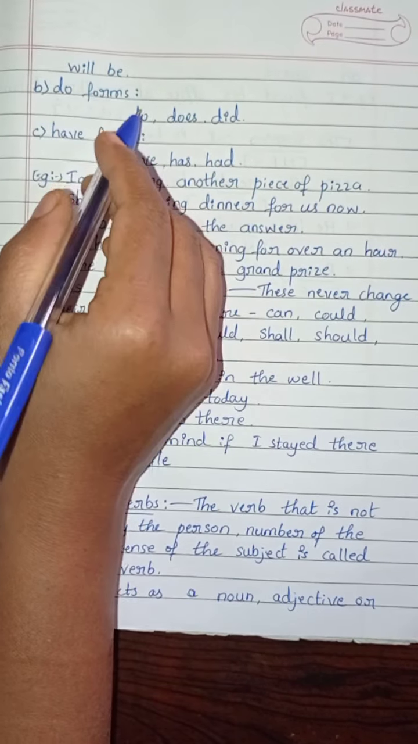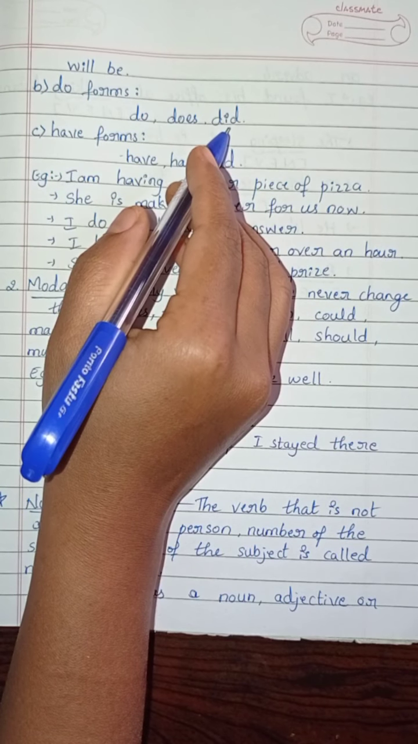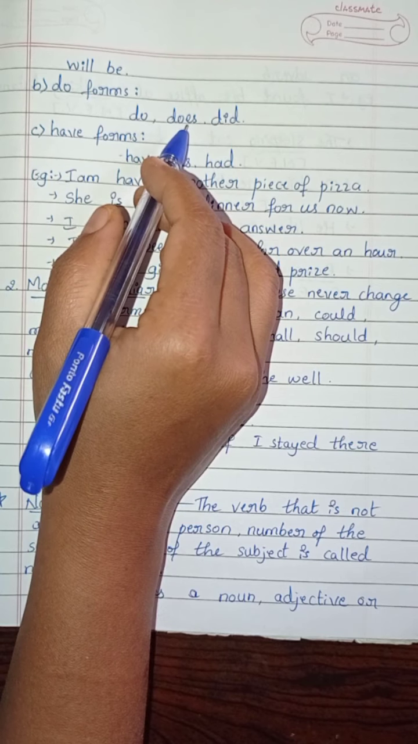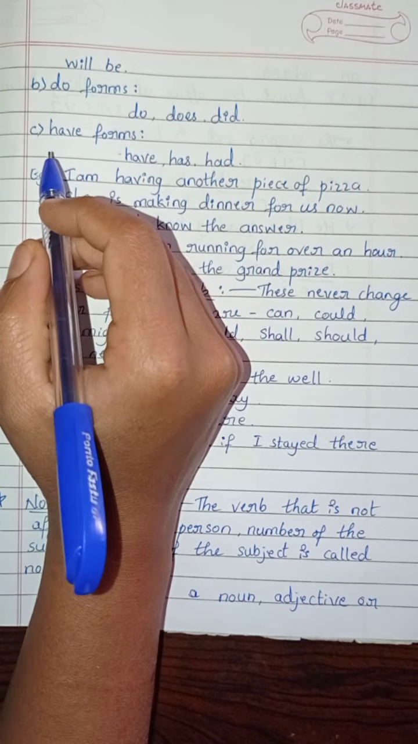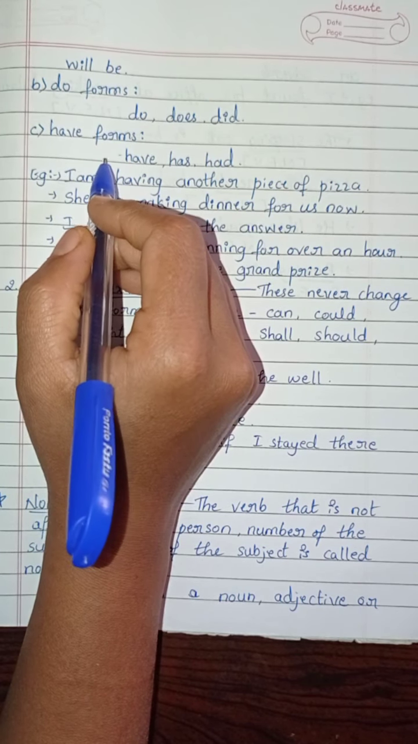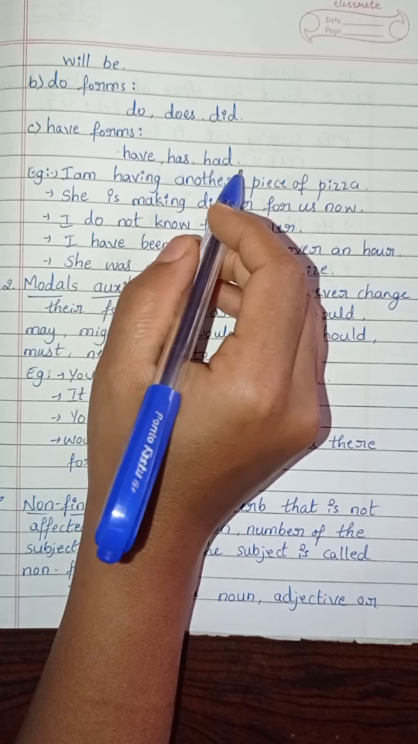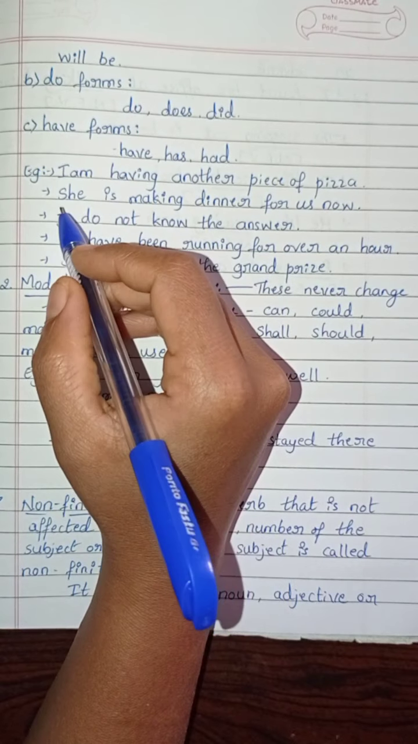And then do form verbs: in the present form, do and does; in the past form, did. Have form verbs are have, has; in the past form, that is had. Understood? For examples, let's see.